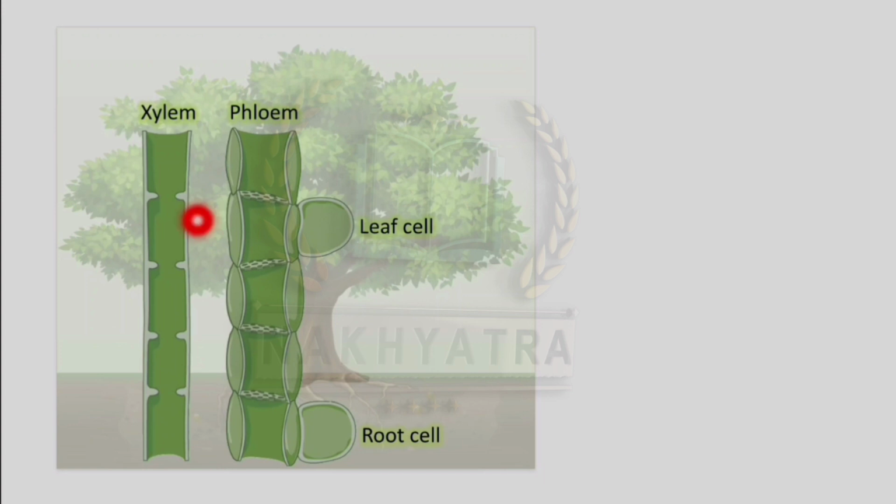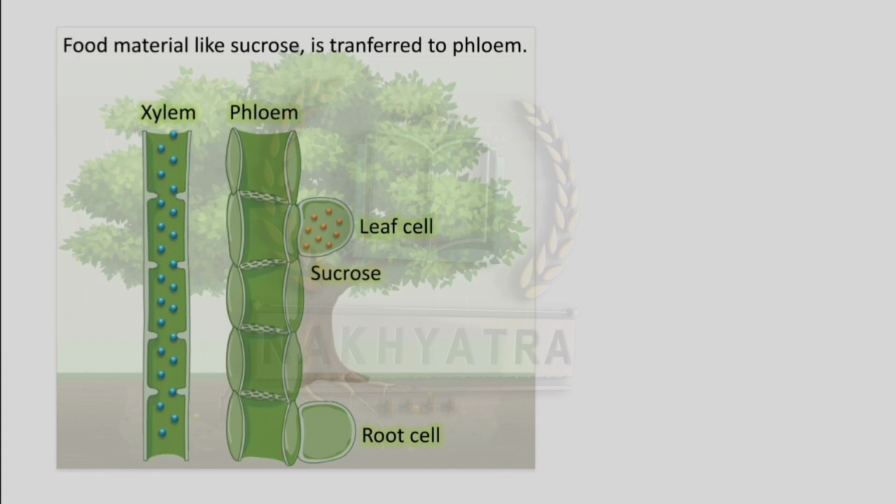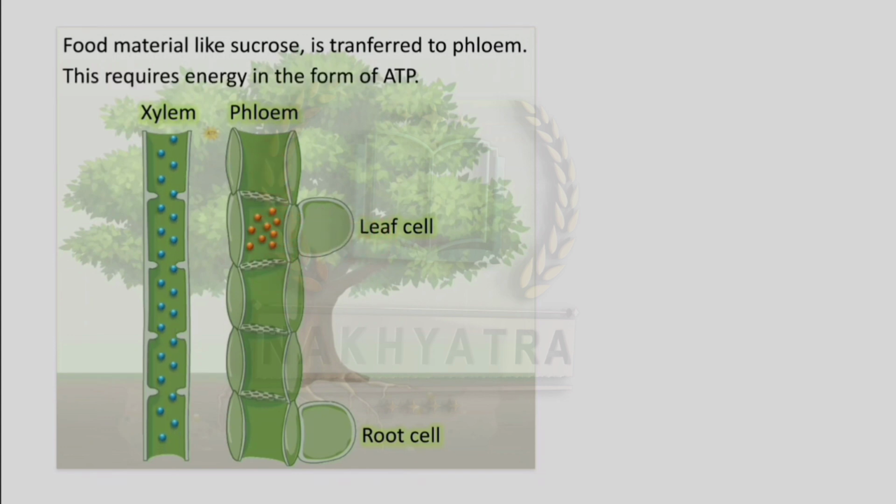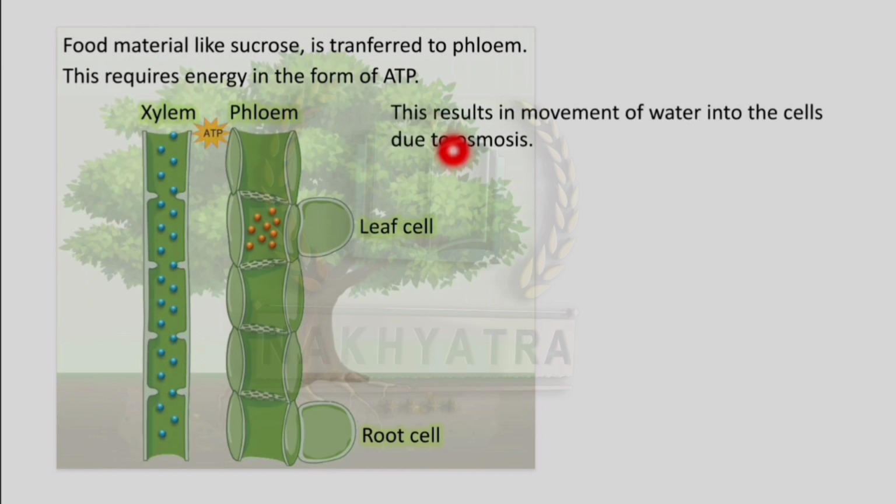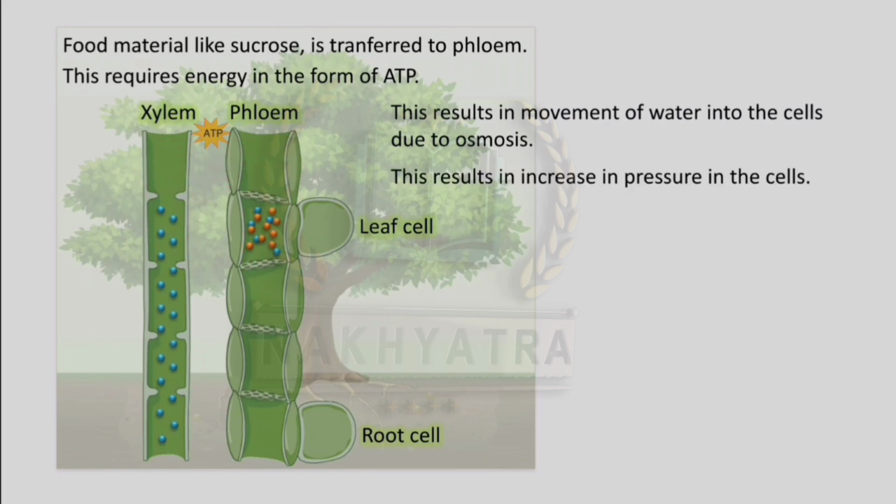Clear everyone? Now see here, this is the xylem, this is the phloem, the leaf cell and the root cell. So water is being carried by xylem. Now sucrose, which is a food material, is transferred to phloem. This requires energy in the form of ATP. And it results in movement of water from the xylem into the cells, due to osmosis.